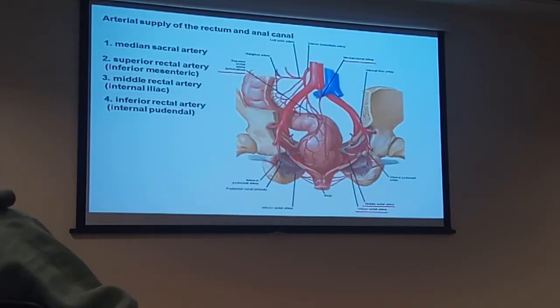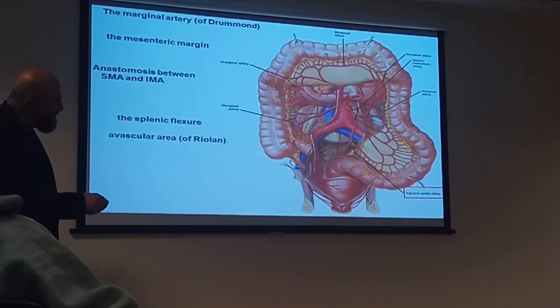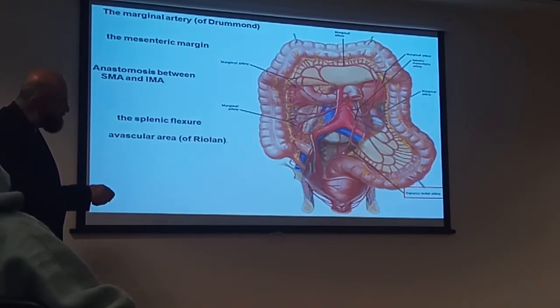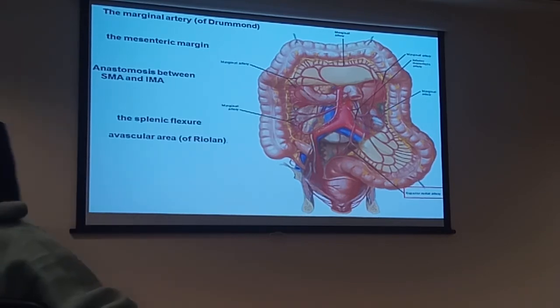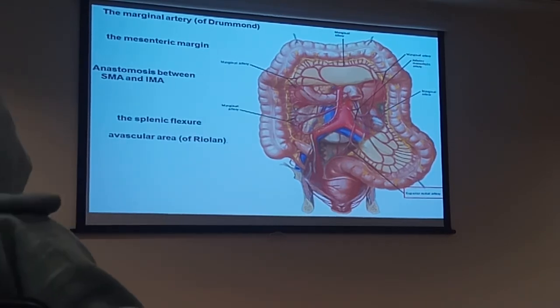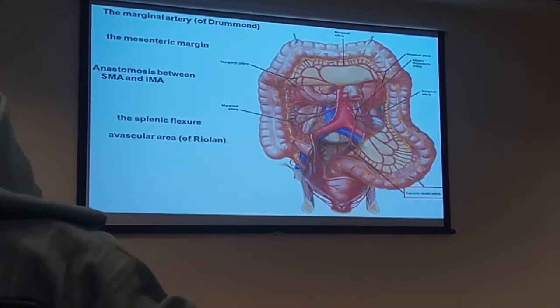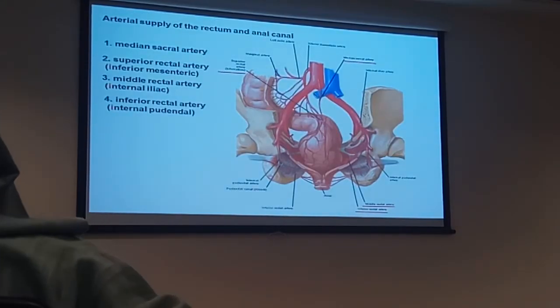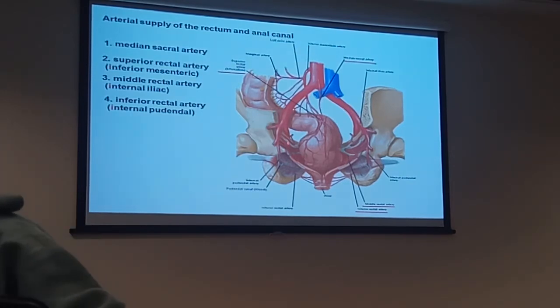Now the rectum. Remember that the inferior mesenteric, after it gives the sigmoidal, changes its name, becomes the superior rectum. Why superior? Because it's up. Because we will have middle and inferior. So the rectum is supplied by superior rectal, which is the continuation of the inferior mesenteric, and by middle and inferior rectal. Middle coming from the internal iliac, inferior coming from the internal pudendal, which is a branch of the internal iliac.